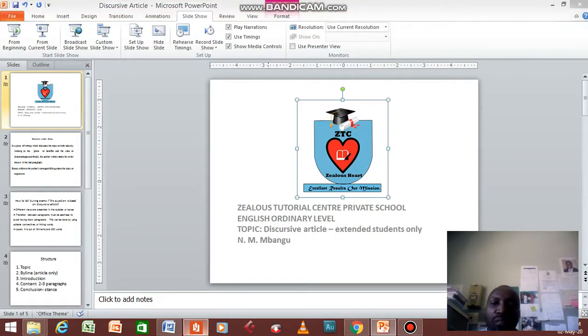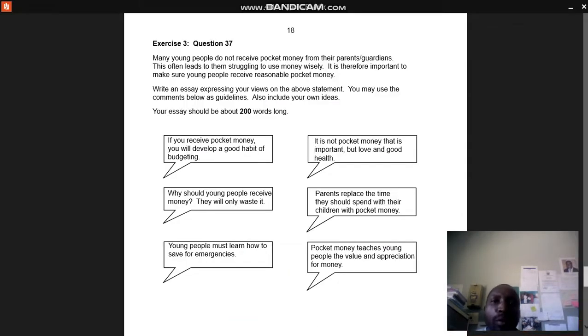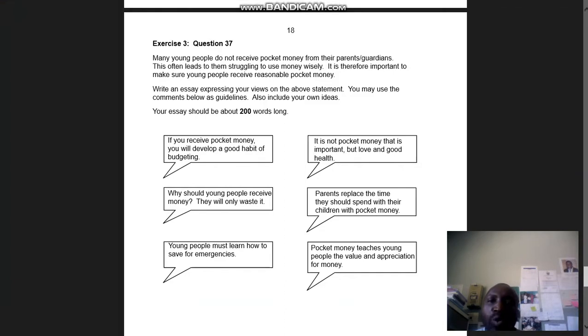Now, the question that we have here is that many young people do not receive pocket money from their parents or guardians. This often leads to them struggling to use money wisely. It's therefore important to make sure young people receive reasonable pocket money. Write an essay expressing your views on the above statement. You may use the comments below as guidelines. Also, include your own ideas. Your essay should be about 200 words long.